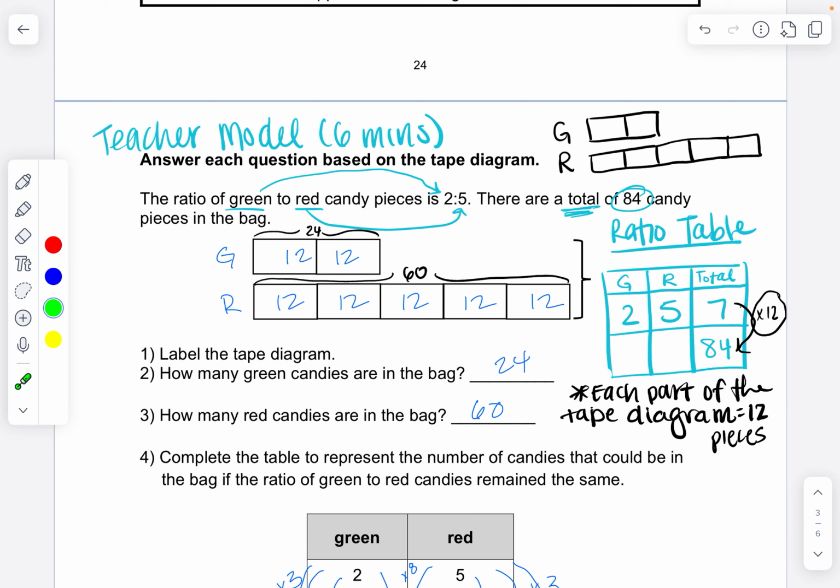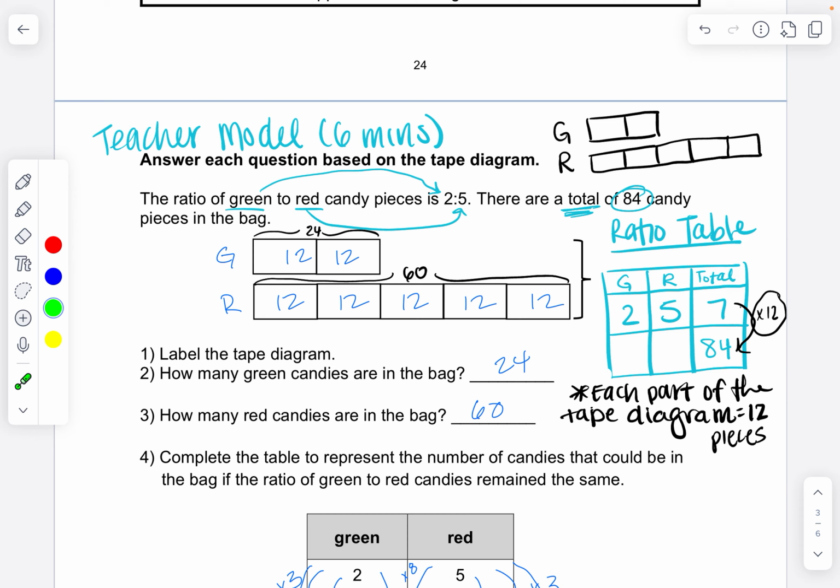Now, based on the model, we can figure out how many total colors there are within those candy pieces. So in a bag of 84, if I want to figure out how many green candy pieces I have, I would need to add up my 12s. So I have 2 12s. 12 plus 12 is 24. And then I have 5 12s. 5 times 12 is 60.